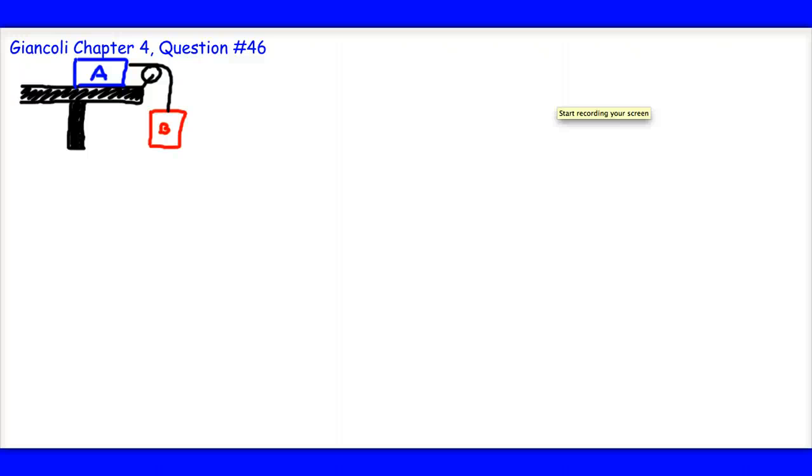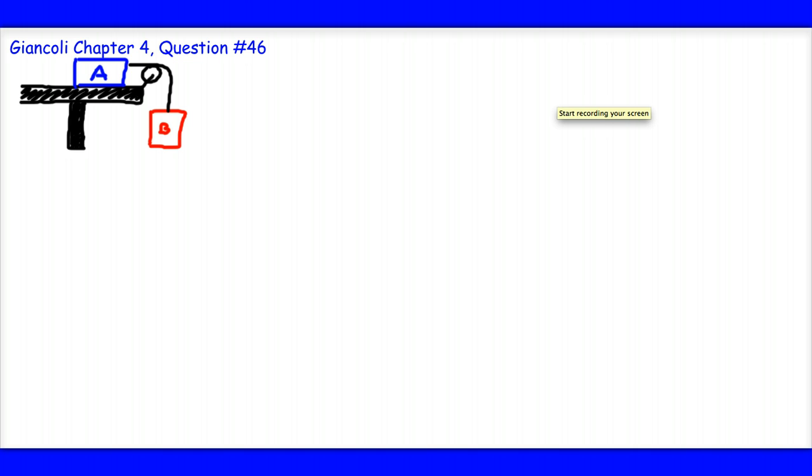This is question number 46 in Giancoli chapter 4. The textbook reads for this problem: for the system of figure 4-32 in example 4-20, how large a mass would box A have to be to prevent any motion from occurring if the coefficient of static friction is 0.30?